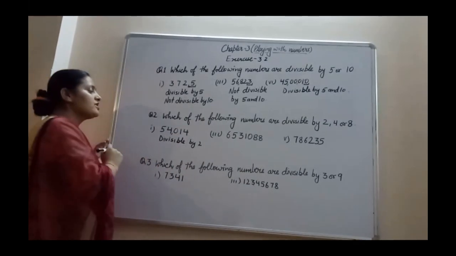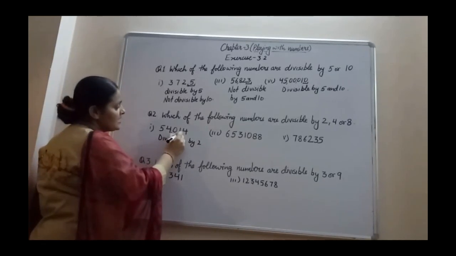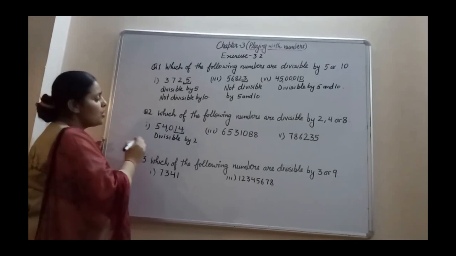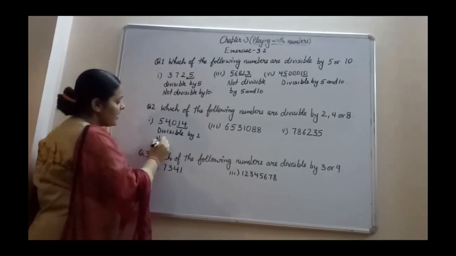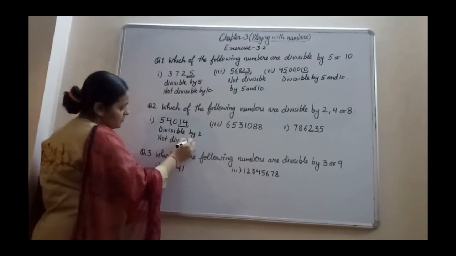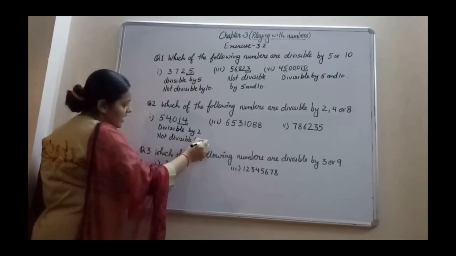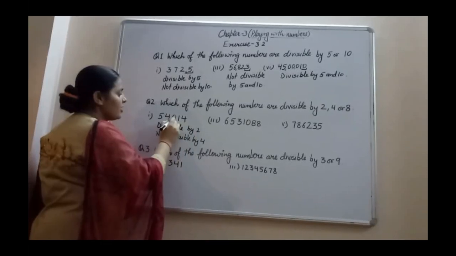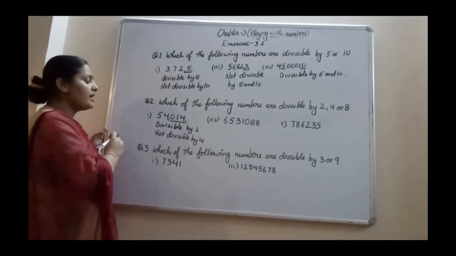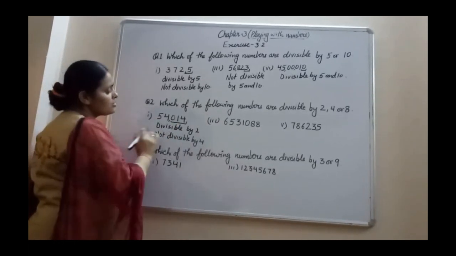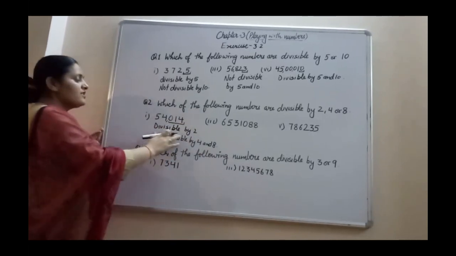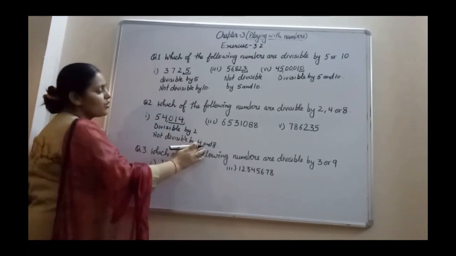Now let's check the divisibility rule for number 4. It means the last two digits should be divisible by 4, but 14 is not divisible by 4. So this number is not divisible by 4. And for checking it for 8, we have to check the last three digits. You can see that 014 is not divisible by 8. So this number is divisible by 2 but not divisible by 4 and 8.